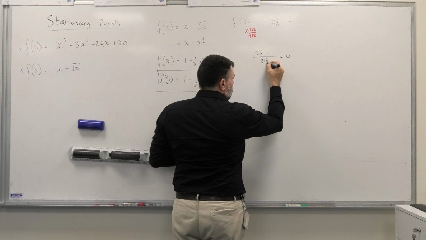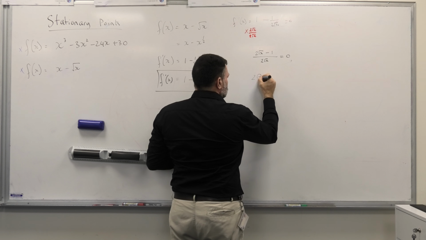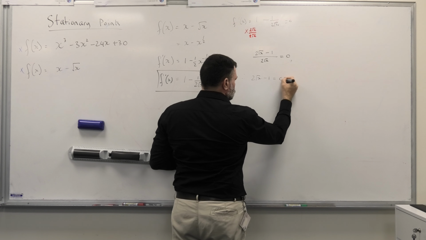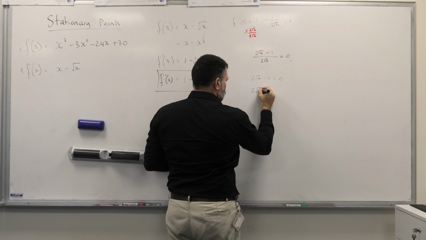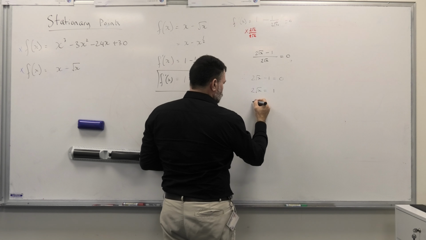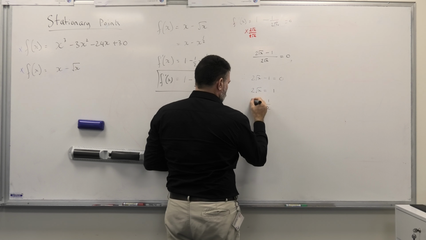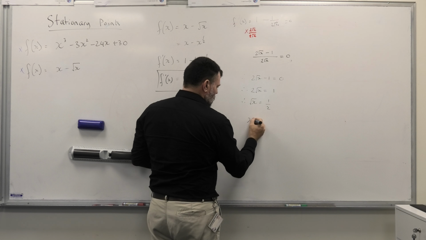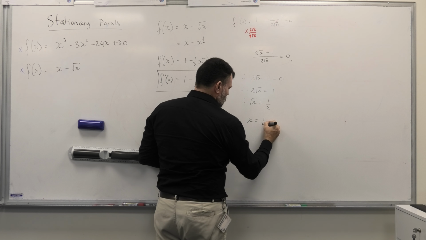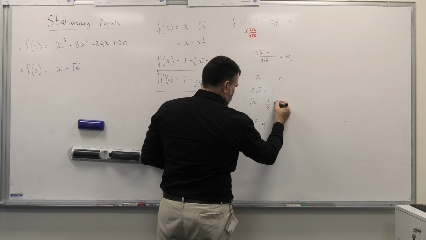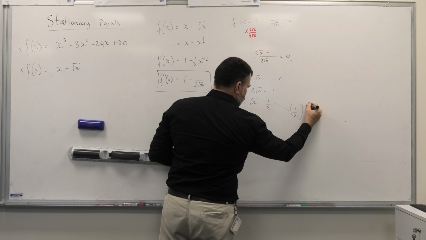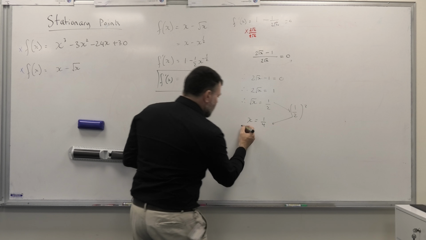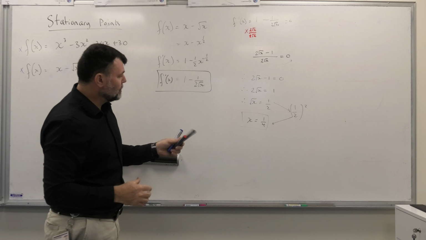So if we equate that to 0, we'll bring this across. Therefore we'll get 2 root x minus 1 is equal to 0. I bring my 1 across, 2 root x is equal to 1, divide by 2. And then I'm going to square both sides, because I need to get rid of this square root. So this here now becomes 1/4, because the square of 1/2 is 1/4. So I've found my critical point.